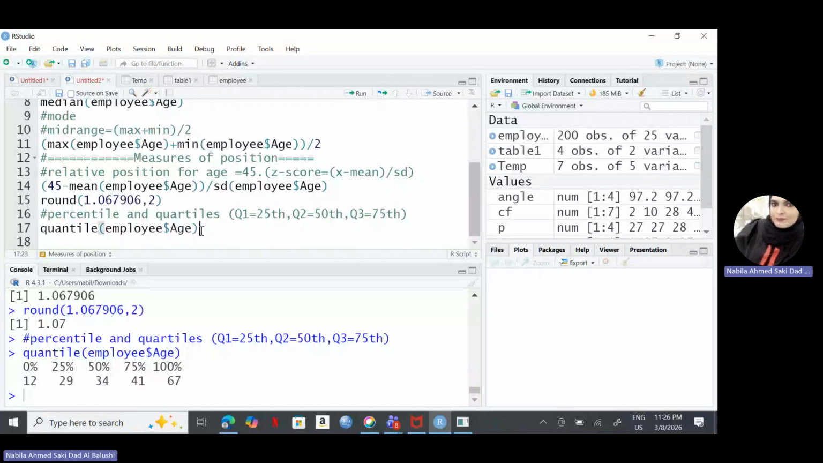If you get a summary like this, it doesn't tell you that this is your outlier. It will show you that this is your maximum. So what about finding a specific percentile which is not listed here? Let's say I want to find the 30th percentile.